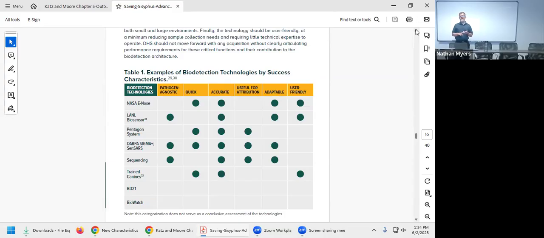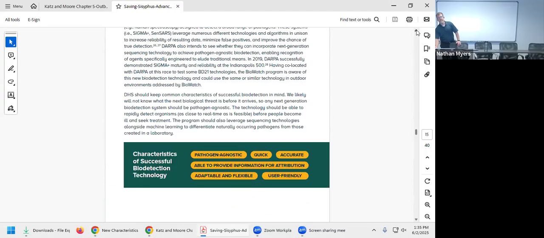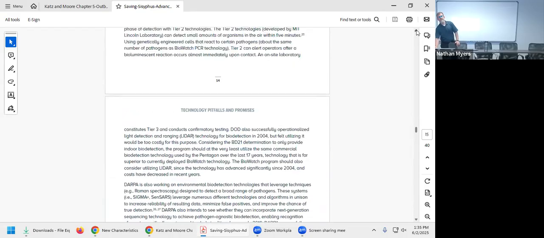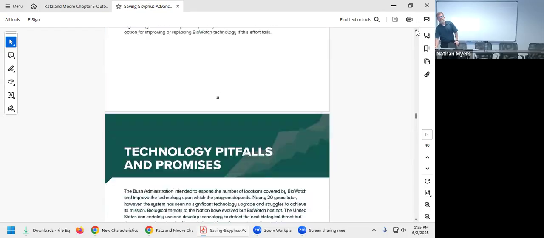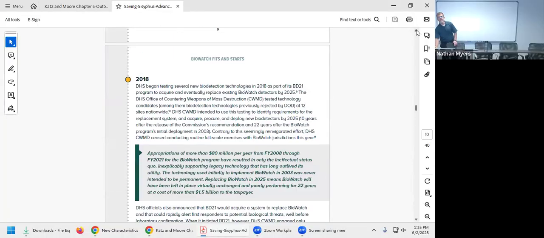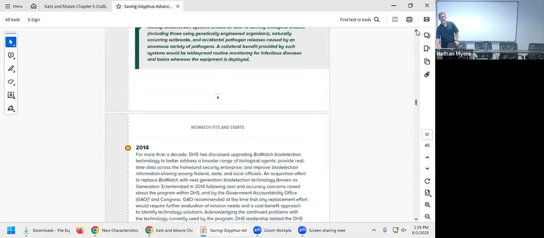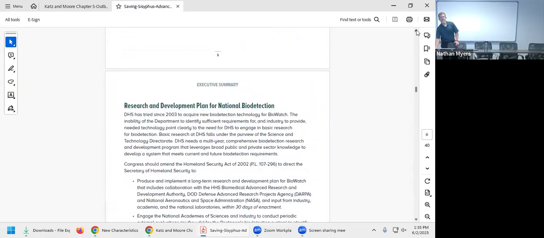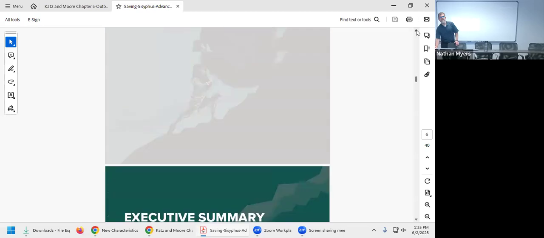It's not fast, it's not accurate, it doesn't help to attribute where the threat came from, it's not adaptable, it's not user-friendly, and BioWatch is only geared towards certain types of pathogens. It can't detect the full range of potential threats that could be used. So from that set of metrics, definitely BioWatch is lacking in a lot of areas. It kind of goes through a timeline of how BioWatch has been evaluated and those kinds of things.